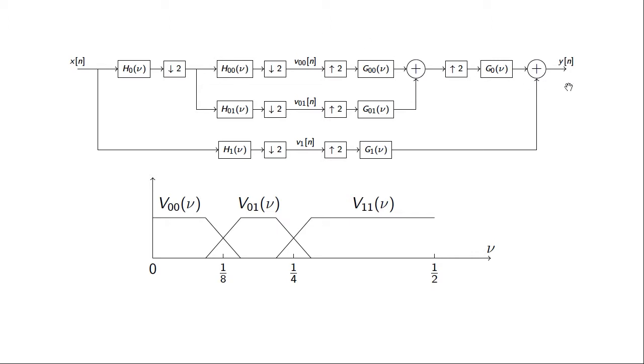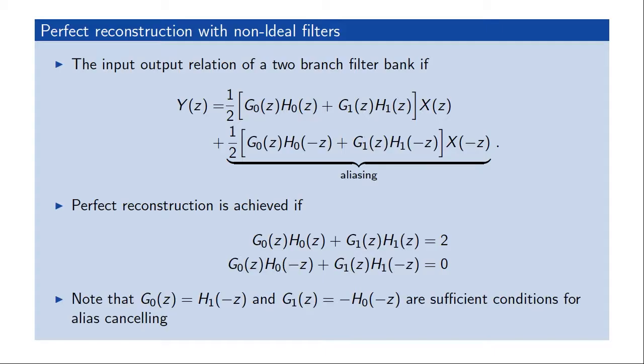And the way to do that is to ensure that the filters are selected in such a way that once you add up the signals, now containing the aliasing effect, the aliasing exactly cancels at these points of addition. If we apply the formulas we have for downsampling and upsampling, decimation and interpolation, we can derive a formula for the Z transform of the output in terms of the Z transform of the input and these now non-ideal filters in case of a two-branch filter bank, and it would look like this.